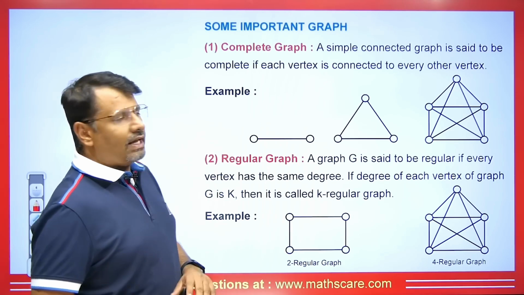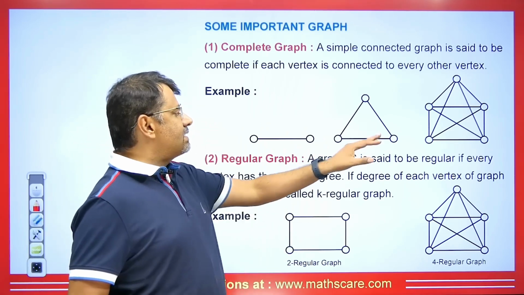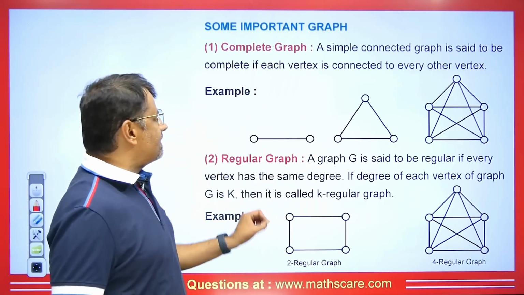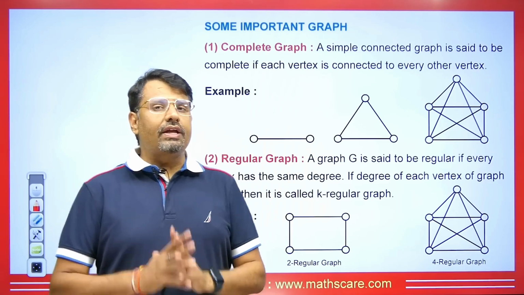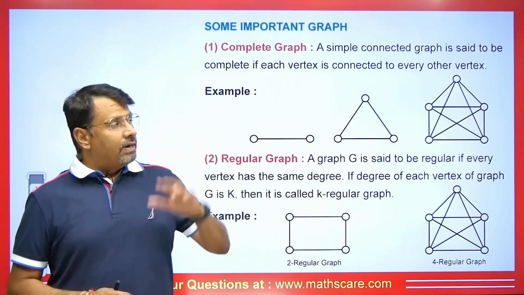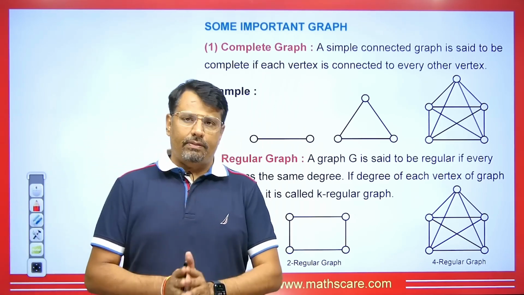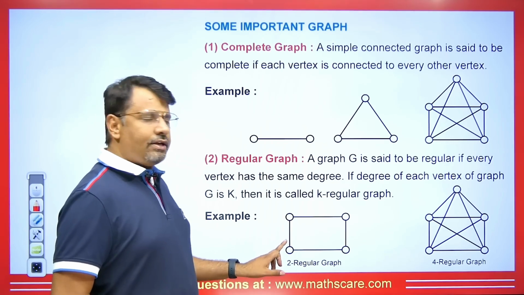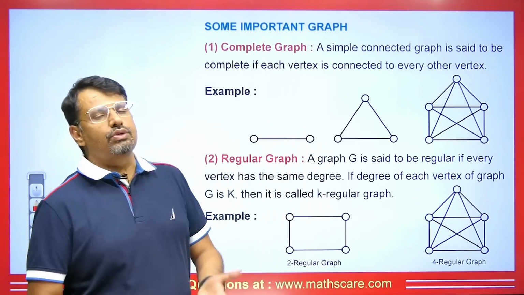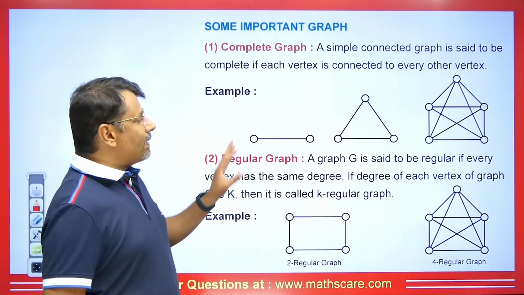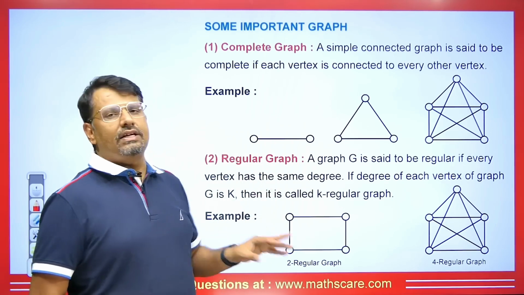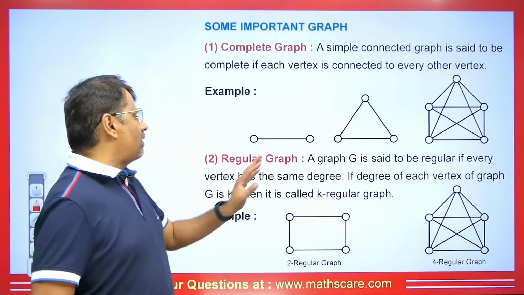Now we will talk about what a regular graph is. A graph G is said to be regular if every vertex has the same degree. I told you the concept of degree; you can watch the previous video where I explained it. Degree means how many edges are coming out from a vertex. That is the degree, right? So if we have any graph where each vertex has an equal degree, we have a regular graph.